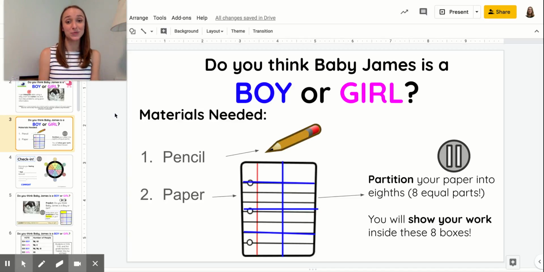Here are the materials you will need today. Go ahead and pause the video so that you can find a pencil and a piece of paper. Once you get your piece of paper, I'd like for you to partition. Remember that word partition means to break apart. So partition your paper into eighths or 8 equal parts. You can just take a pencil and draw some lines to make eighths. You will show your work inside these 8 boxes throughout our lesson today. Go ahead and pause the video. Once your paper is set up, then you can hit play.